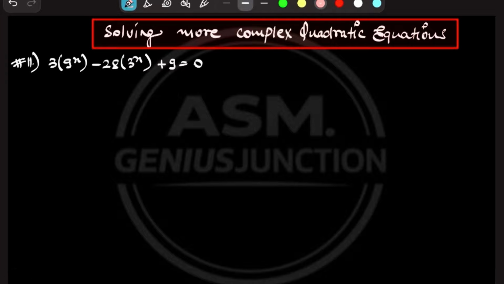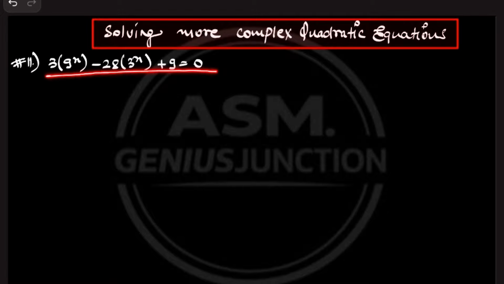Now this topic is solving more complex quadratic equations. As I already told you in video number 1, this word complex equation actually means those types of equations which can be converted to a quadratic equation. Initially, if you look at the question, it won't look as if it is from quadratic equations. But if you pay slight attention, you will realize that the terms involved can be converted to a quadratic format. Let's see how.